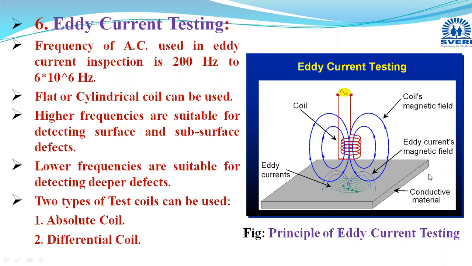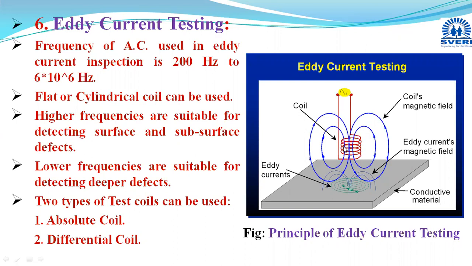By checking the output in the form of voltage, and depending on the impedance values, we are determining whether any kind of defect is there or not. To create this eddy current, we are using some coils. Through this coil, we are passing alternating current. Due to the flow of alternating current through this coil, a magnetic field is generated. This is the coil's magnetic field, shown by this purple color.